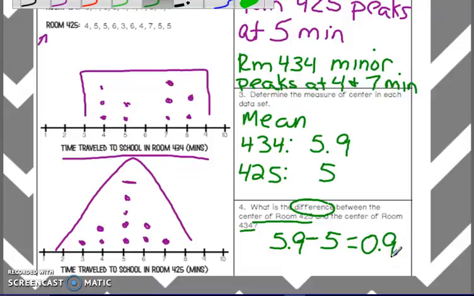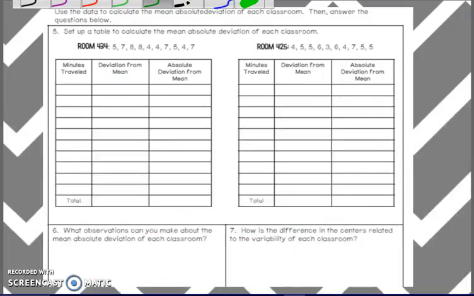So two important things from this page. Dot plots are symmetrical data, and symmetrical data, we use the MAD, mean absolute deviation. Okay? So dot plot, MAD, mean absolute deviation. Okay, so on this page, we want to use the data to calculate the mean absolute deviation of each classroom, and then answer the questions below.